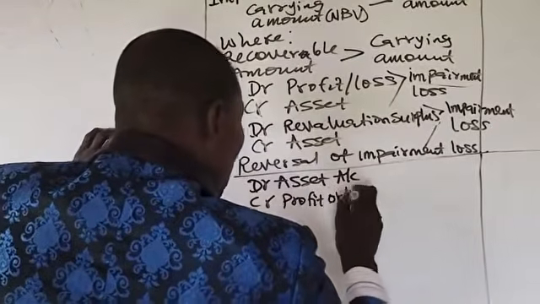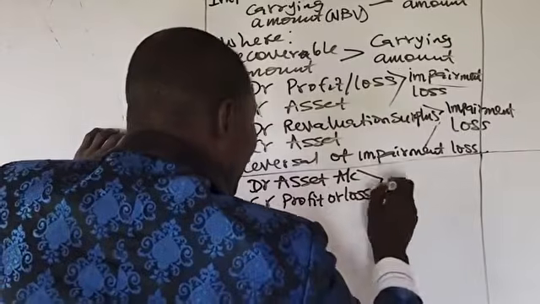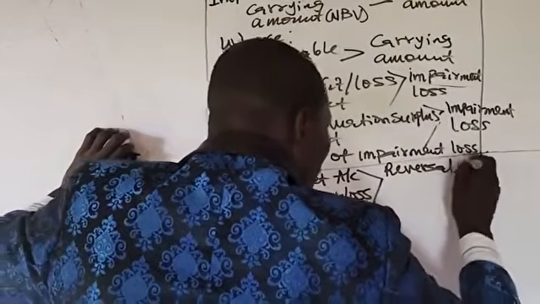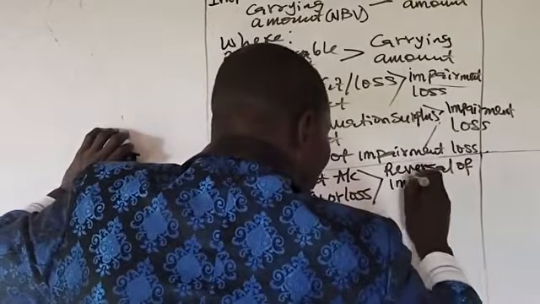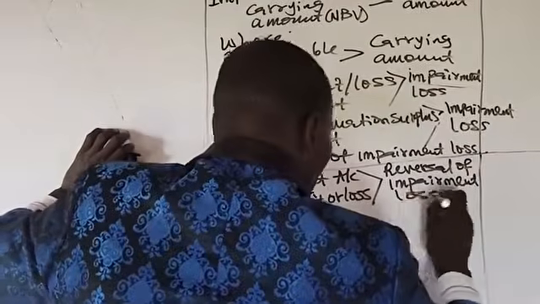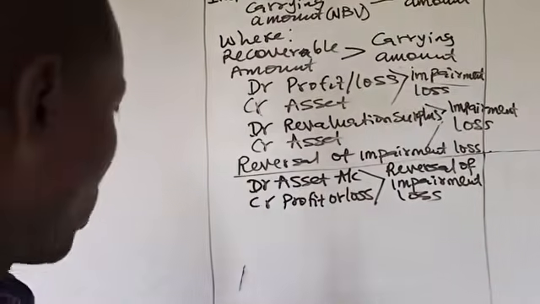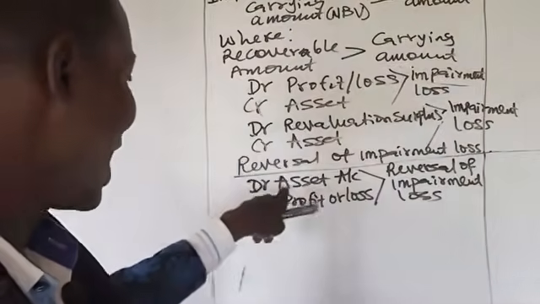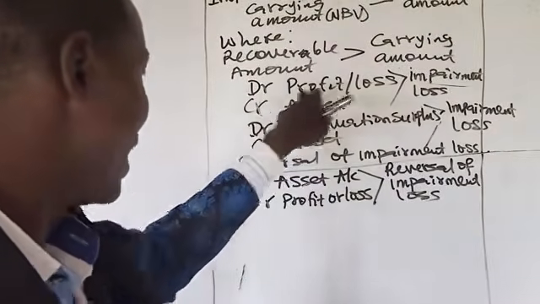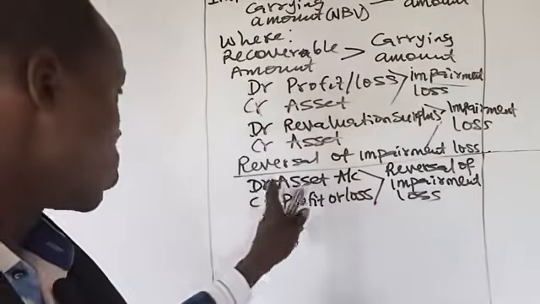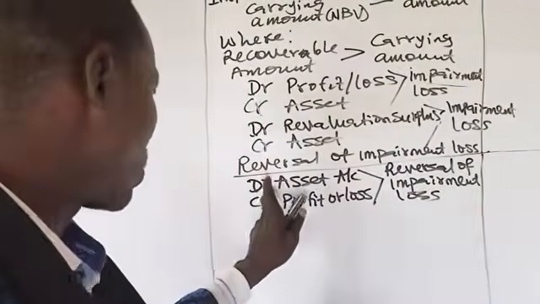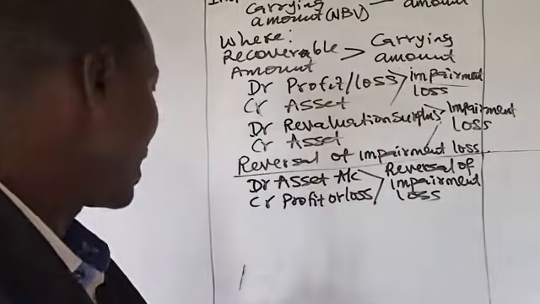Profit or loss with the reversal of impairment loss. So you want to reverse it. You want to increase the asset since the asset has been reduced. When the asset was impaired, the asset has been reduced. You need to increase it when the impairment loss is reversed. So that is why, to increase the asset, you debit the asset account.